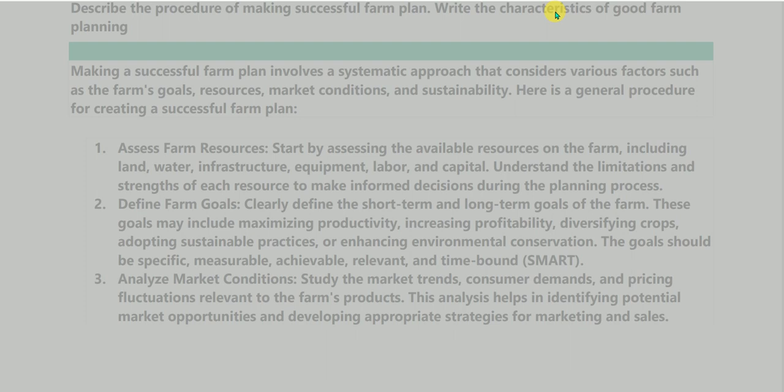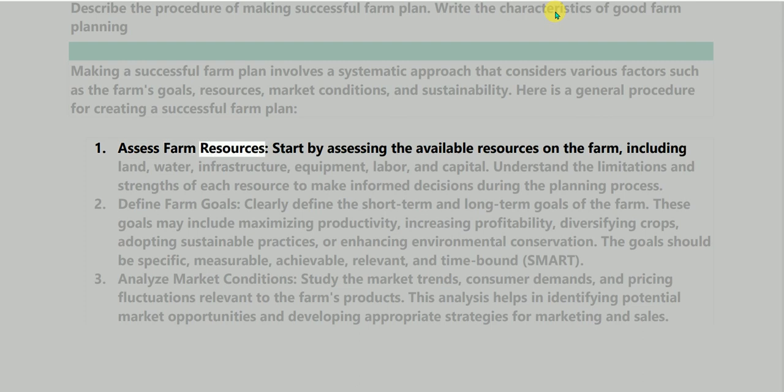Describe the procedure of making successful farm plan. Write the characteristics of good farm planning. Making a successful farm plan involves a systematic approach that considers various factors such as the farm's goals, resources, market conditions, and sustainability. Here is a general procedure for creating a successful farm plan.